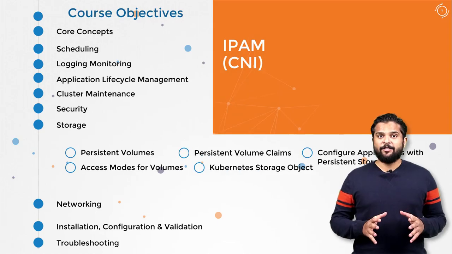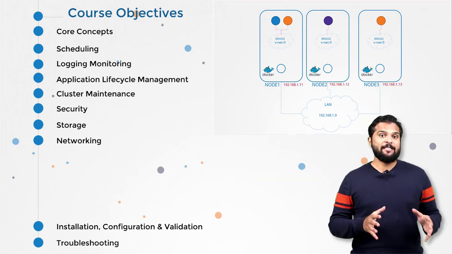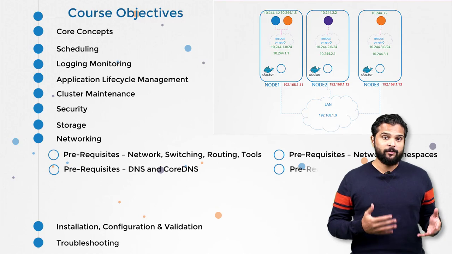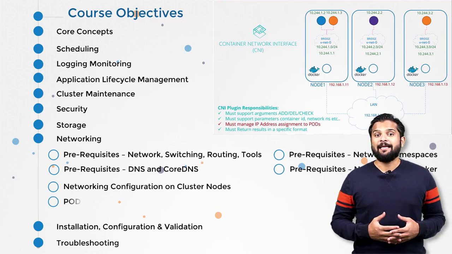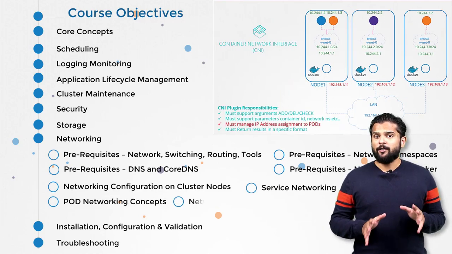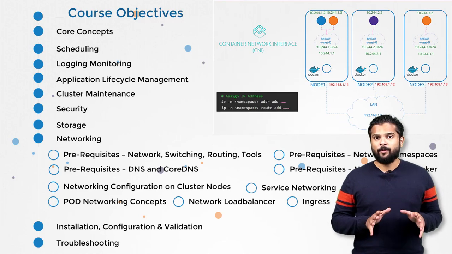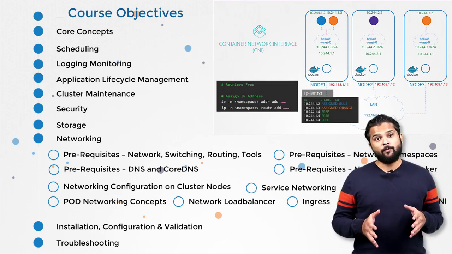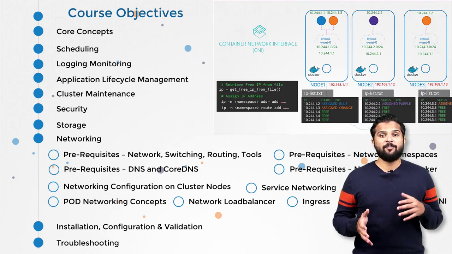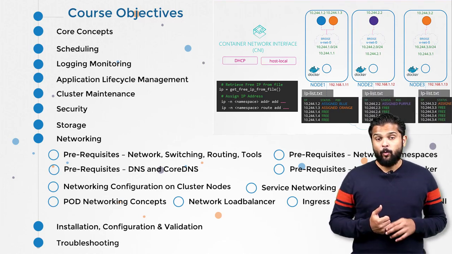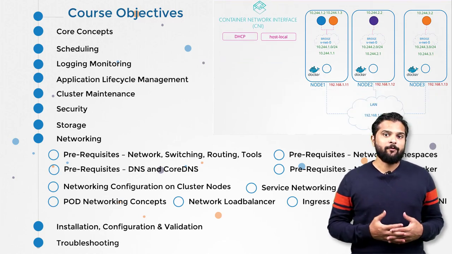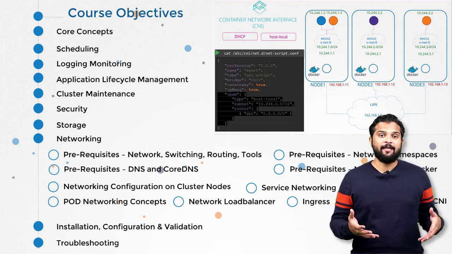In the networking section, we start with some optional networking prerequisite lectures. This will help you understand and troubleshoot networking in Kubernetes in depth. So we start by understanding the basics of networking in Linux, basics of switching and routing, and bridge networks in a Linux system. We try and understand the basics of DNS, what CoreDNS is. We then look at network namespaces and then relate those concepts to networking in Docker.